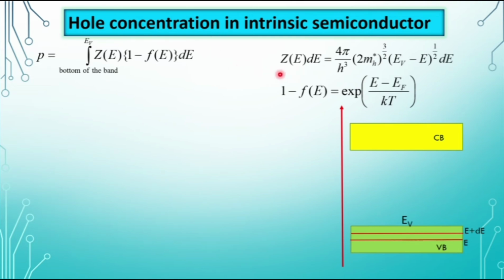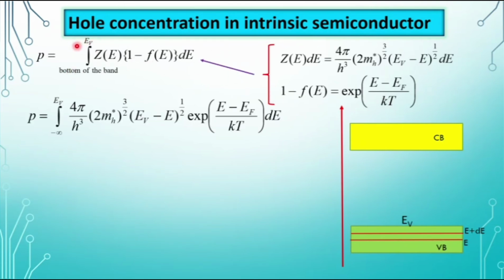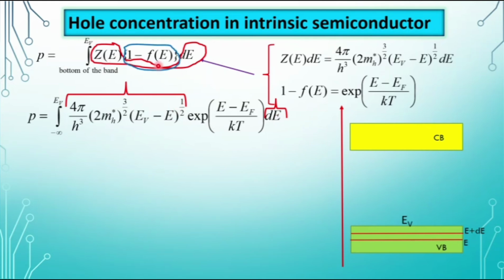We have the density of states expression, this is the density of states, and this is the probability. Now we substitute this inside this integration and do the integration. After substituting these values over here, this Z of E dE is equal to 4π by h cubed (2 m_h star) to the power 3 by 2 (EV minus E) to the power half dE. And what about this 1 minus f of E? That is equal to exponential (E minus EF) by kT. Now we need to do this integration.